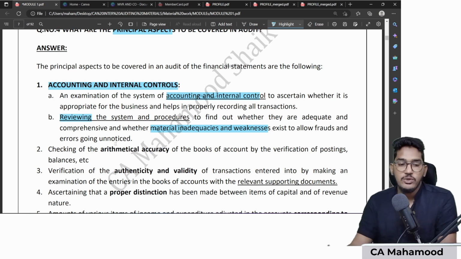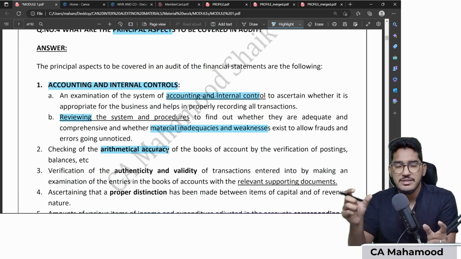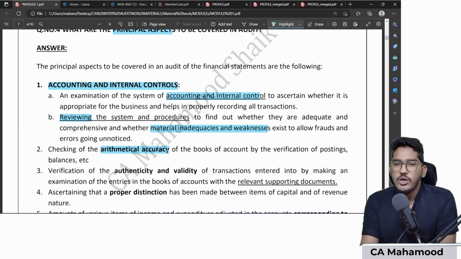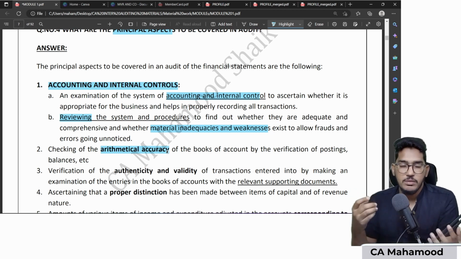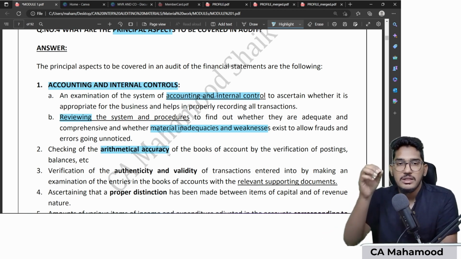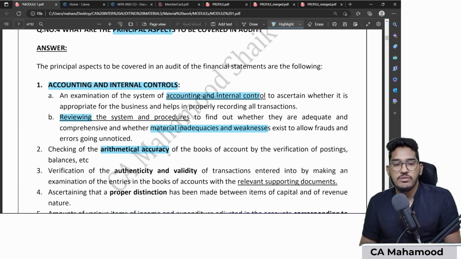And next one, I need to check arithmetical accuracy. What do you mean by arithmetical accuracy? Mathematical calculation, addition, deletion, closing balances calculation, balance sheet tallying, profit calculation. As we all know, accounts involve math, not the advanced math like algebra, etc. We have basic math in the accounts like additions, deletions, and the most complex math calculation in the accounts is division. That's all, nothing else. So I need to check whether all the calculations are done correctly in the books of accounts. That is, I need to check the arithmetical accuracy.